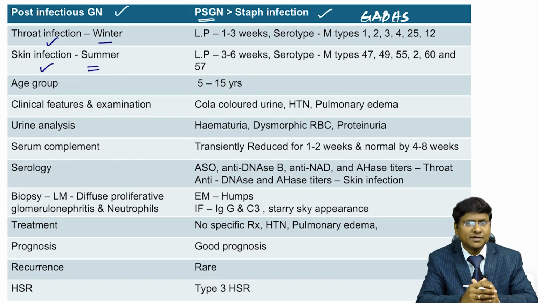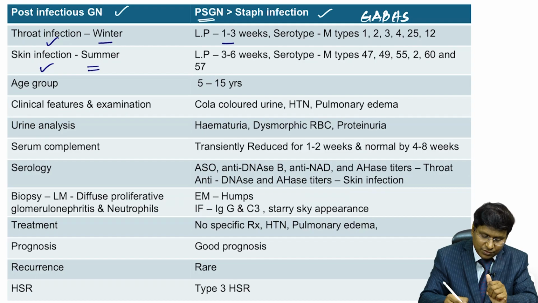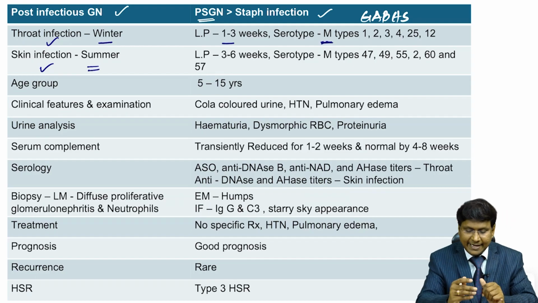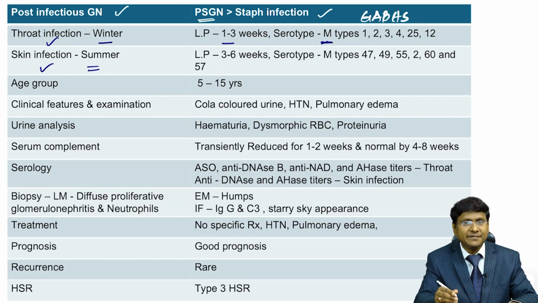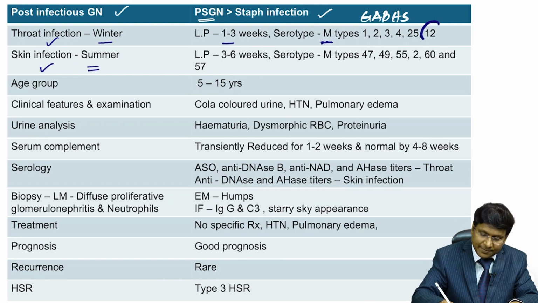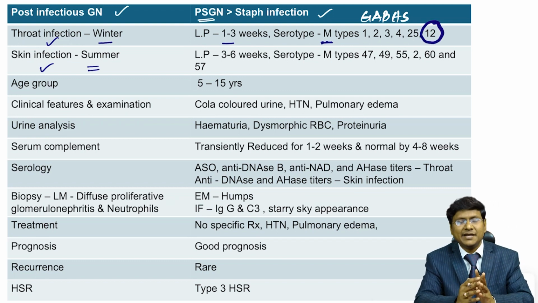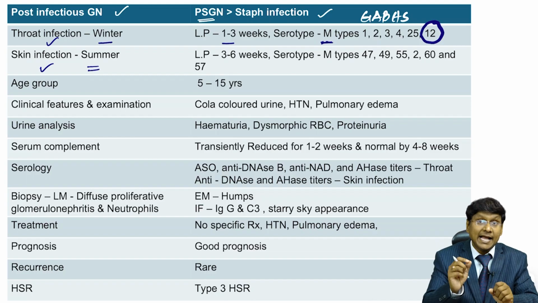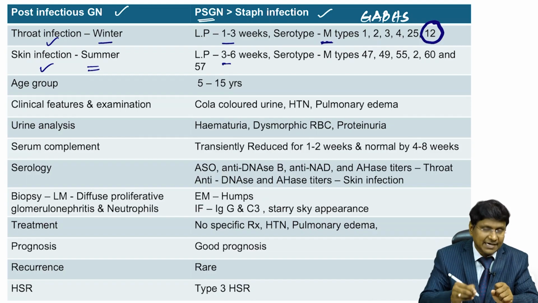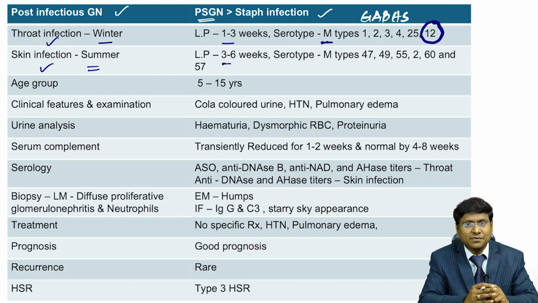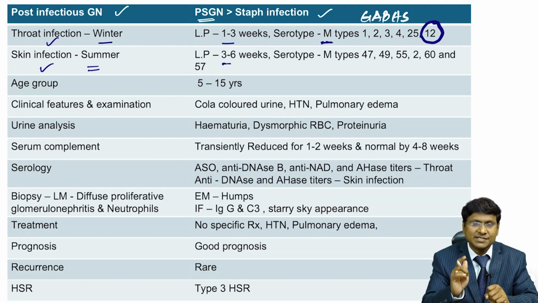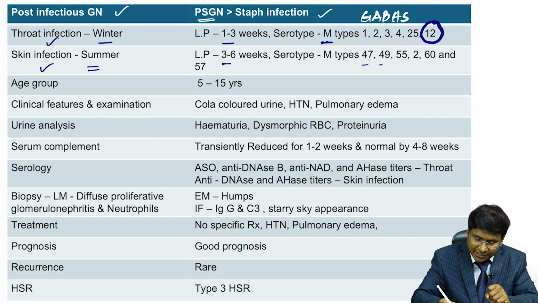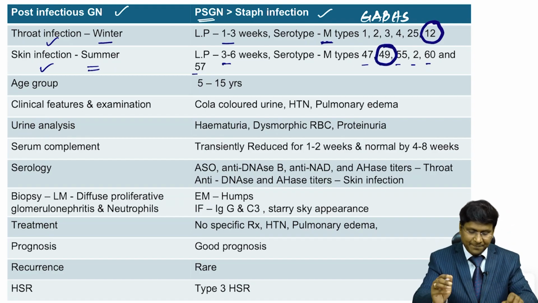The latent period for throat infection will be around 1 to 3 weeks, and the serotypes are M type 1, 2, 3, 4, 25 and 12, but the most common is serotype 12. Secondary to skin infection, which is more common in summer, we call it impetigo, whereas throat infection we call pharyngitis. The latent period after the skin infection is around 3 to 6 weeks, and the serotypes are 47, 49, 55, 2, 60 and 57, but the most common is 49.